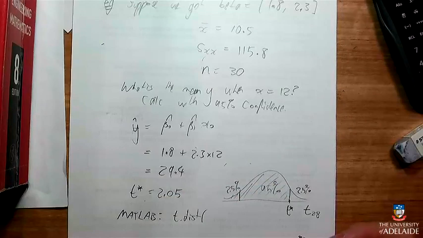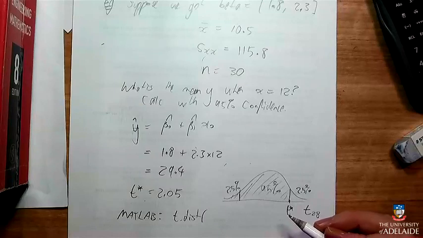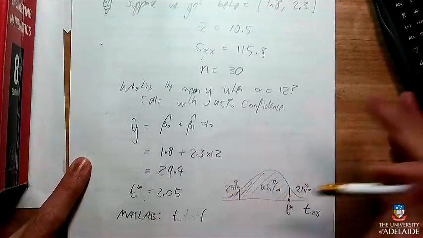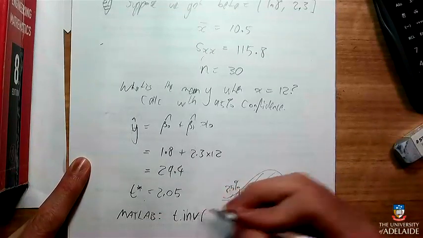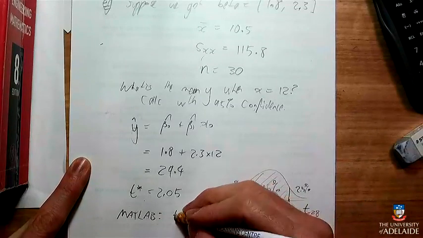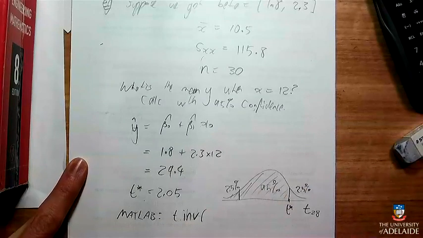Sorry? It's not t-test. Oh, can your MATLAB output produce the entire confidence interval for you? T dot in? Is it a dot or is it just a... I don't know.